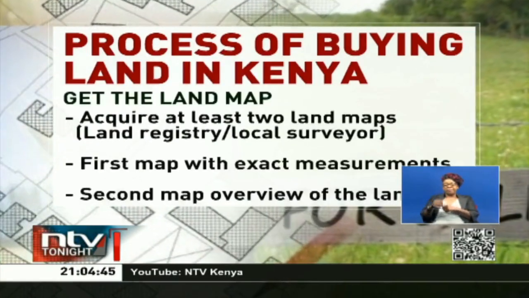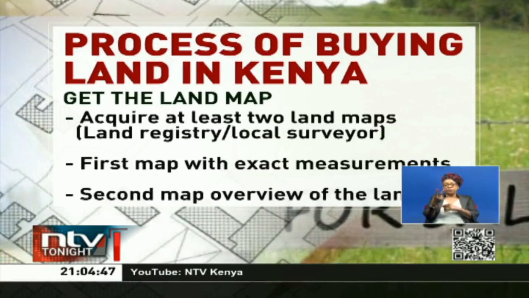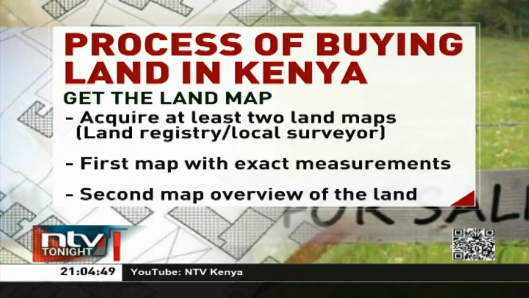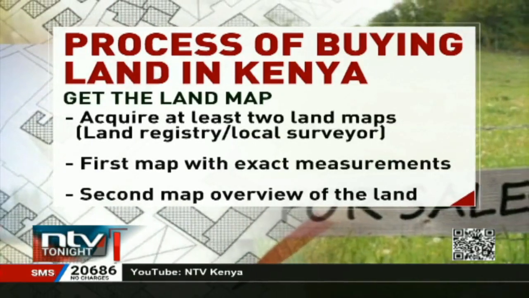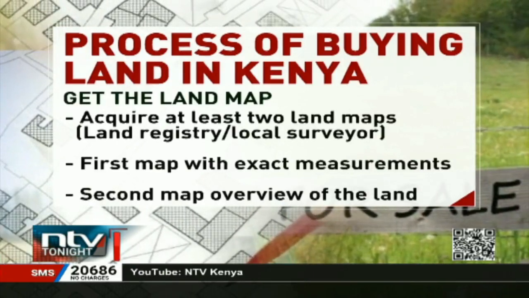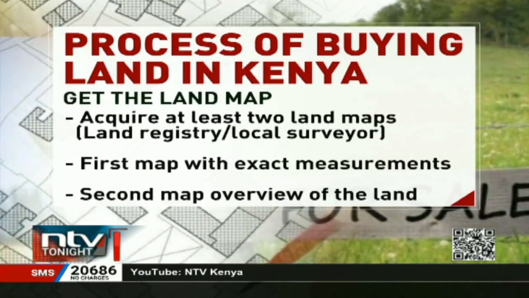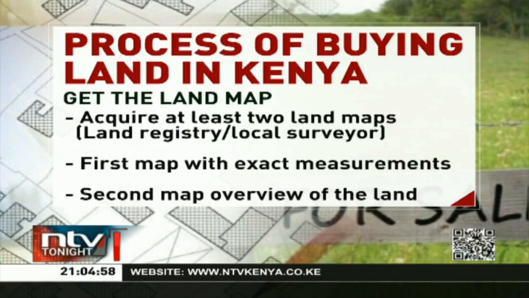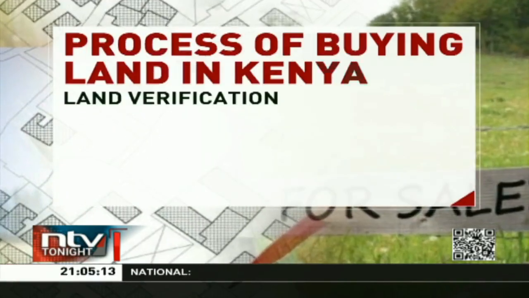You need at least 2 land maps for the land, which you get from the land registry or from a local surveyor. One of the maps is drawn to scale, showing the exact measurement of the land or mutation, while the other will give an overview of the land together with its adjacent plots. Then you proceed to the actual location of the land to authenticate everything on the map, and if all checks out, you go ahead to erect beacons if you so want.